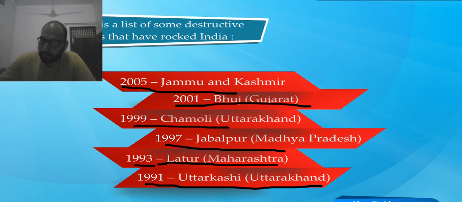P waves travel at a speed of 6 kilometers per second, 8 kilometers per second, or 20 kilometers per second. So the correct answer is 6 kilometers per second. Okay. Next MCQ. The experts who study the pattern of earthquakes are called scientist, seismologist, or artist. So the correct answer is seismologist.